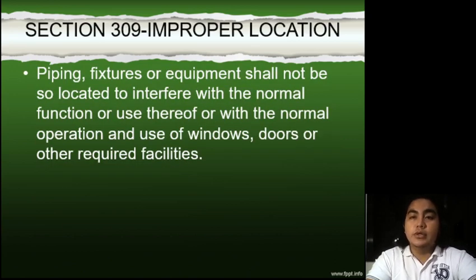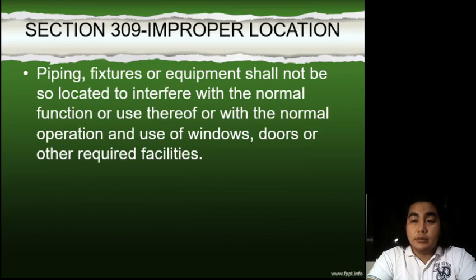Lastly, Section 309, improper location. Piping, fixtures, or equipment shall not be so located as to interfere with the normal function or use thereof, or with the normal operation and use of windows, doors, or other required facilities. Proper placement and planning of plumbing systems must be observed to avoid problems with functions and use of other fixtures that are fixed. The end.